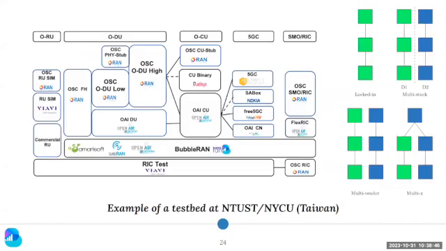Here we have an example testbed from NTUST and NYCU in Taiwan. This is the actual testbed that is used in Taiwan, and you see it is quite complex. You have a tester like VIAVI, you have OAI, you have ORAN, you have Radisys. Some of them are commercial, some of them are open source. You have, let's say, a Nokia core network, SA Box, free5GC, and FlexRIC from OAI, and so forth.